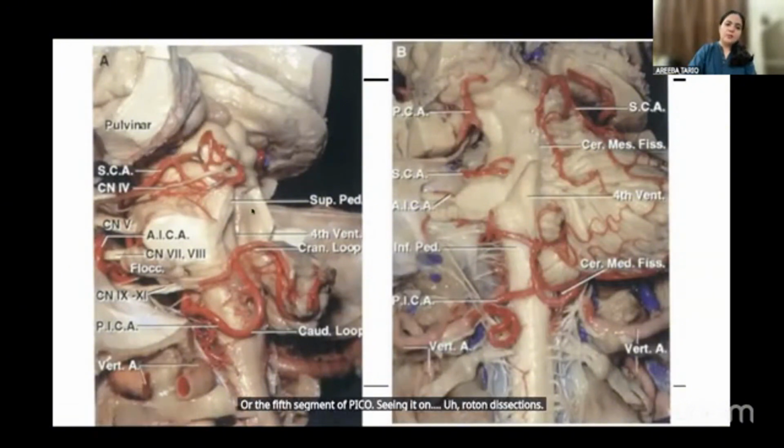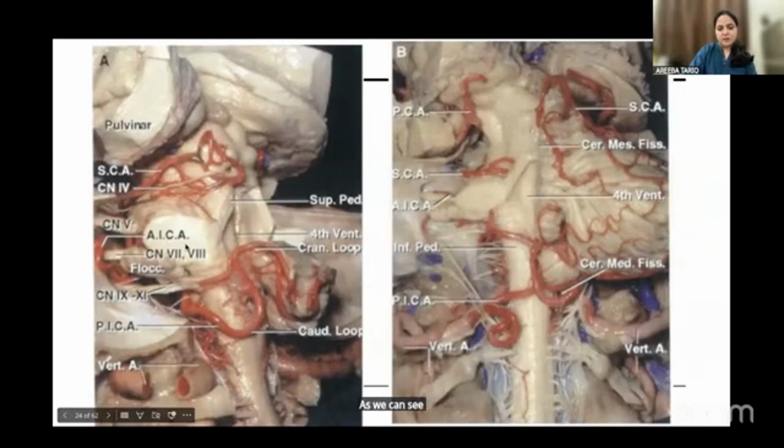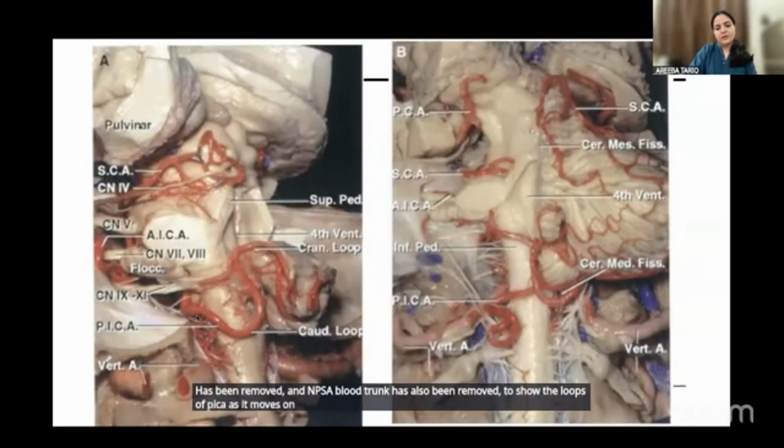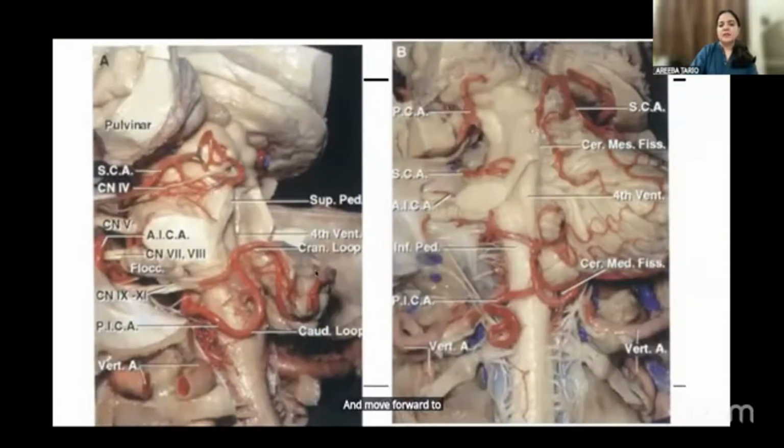Seeing it on rotational dissections. Now this is an oblique view. This is superior and this is inferior. As we can see, the middle cerebellar peduncle has been removed, and the inferior cerebellar peduncle has also been removed to show the loops of PICA as it moves on the anterior and lateral surfaces of the medulla oblongata and moves forward to supply the cerebellar hemisphere.